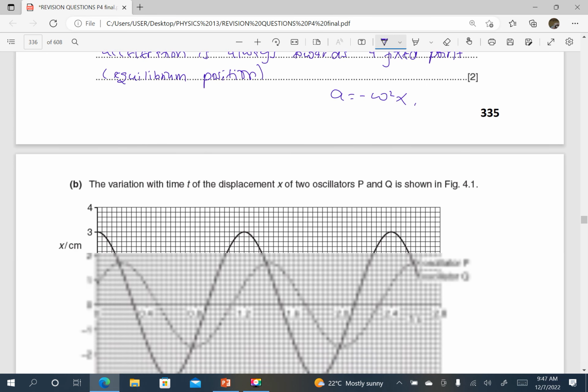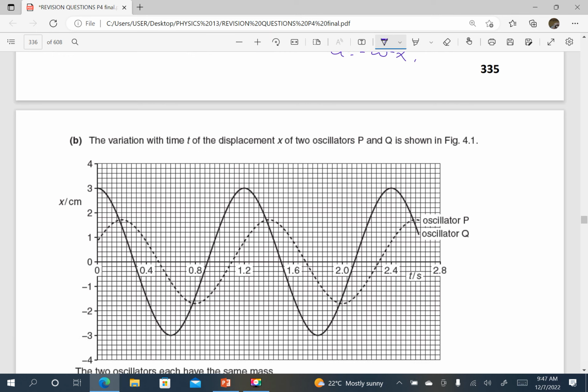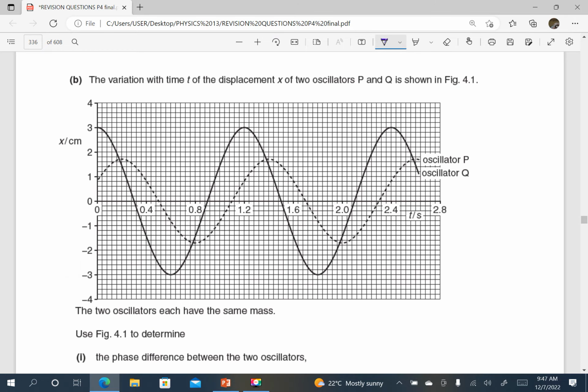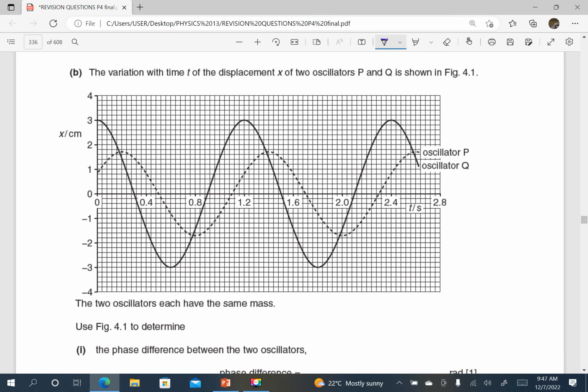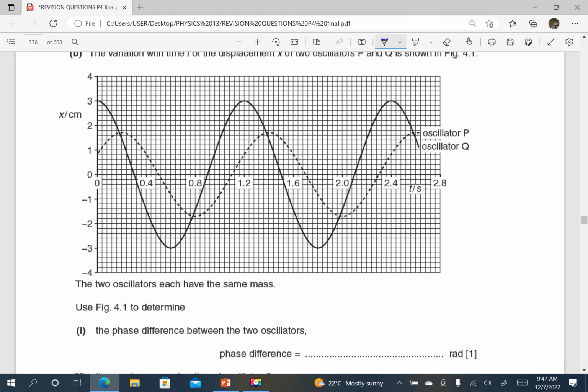Okay, the variation with the time t of the displacement x of two oscillators P and Q is shown here. Two oscillators each have the same mass. Use the figure to determine the phase difference between the two oscillators. We want the phase difference between the two oscillators.